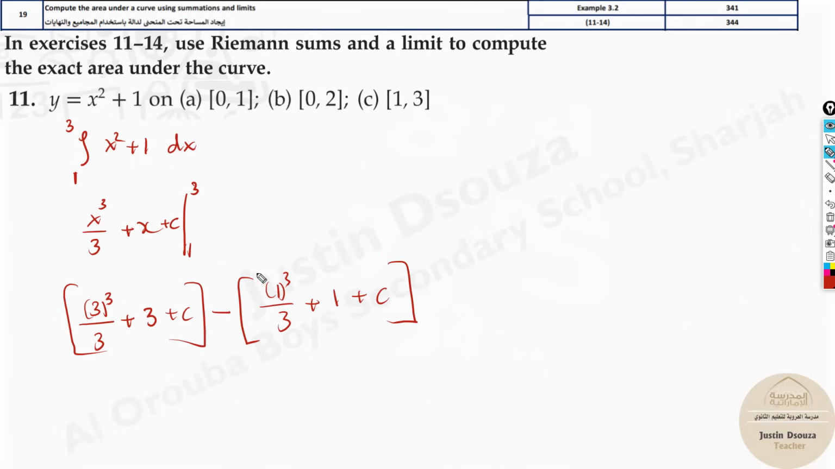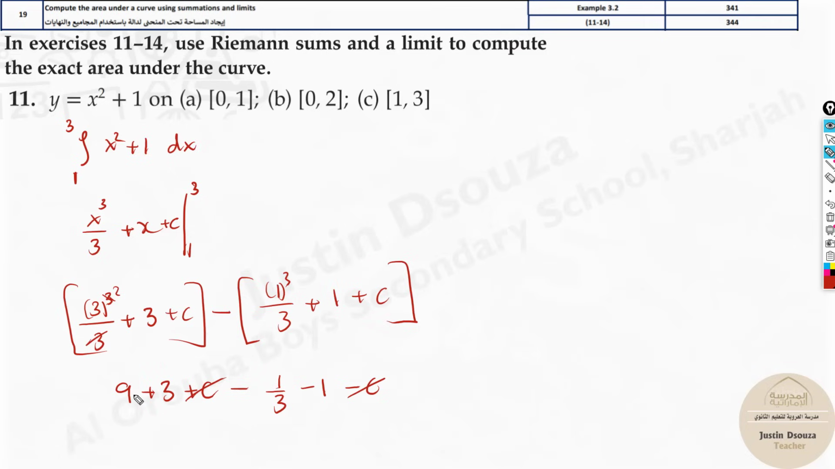Now multiply this minus sign inside. This is 3 cubed by 3, you can cancel this, it'll be squared. So it'll be 3 squared is 9, plus 3, plus c, minus 1 by 3, multiplied by minus 1, and minus c. So c and c cancel off. Now let's solve it. 9 plus 3 is 12, and over here we will have minus 1 minus 1 by 3. You can put this entirely in the calculator, you will get the answer.